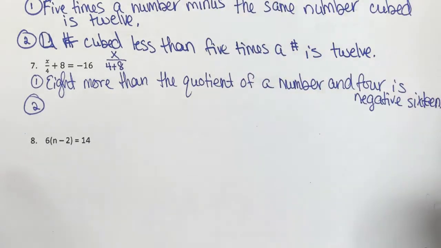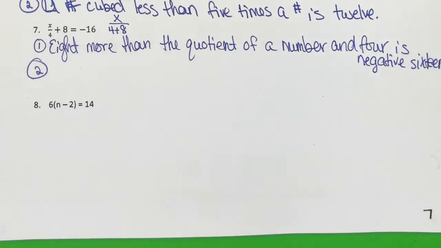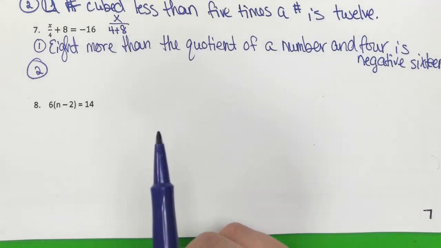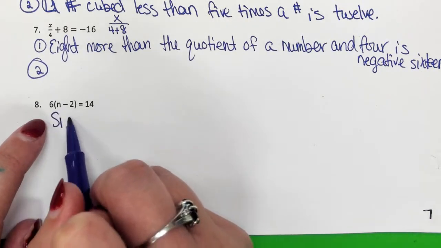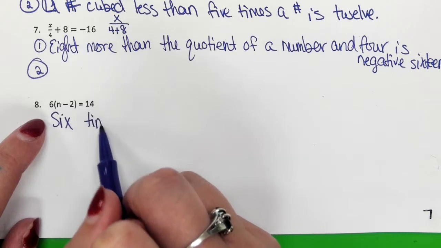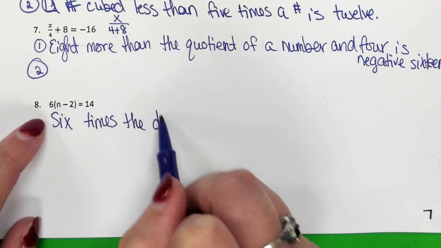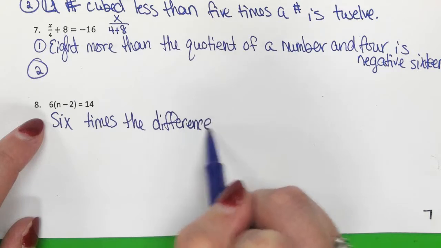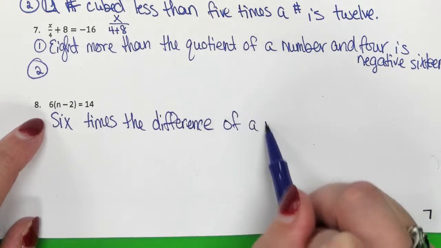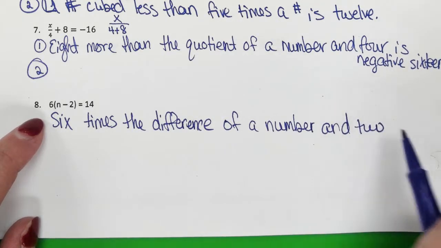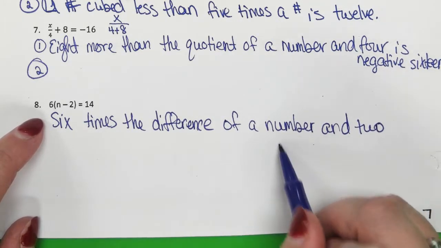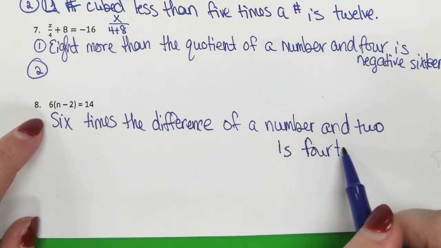Last one. Does anybody see one at the top that we can kind of use to model this? Sebastian, go. 3. Very good. 3. All right, so here we go. So what do y'all want to say first? 6 times the difference of a number minus 2 is equivalent to 14. Very nice job.